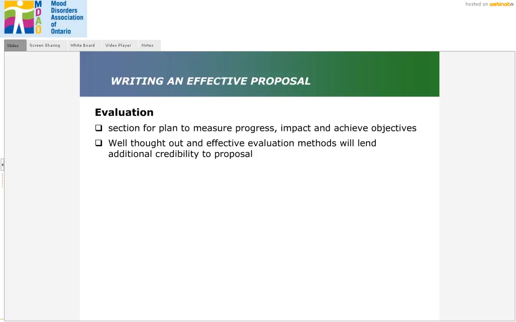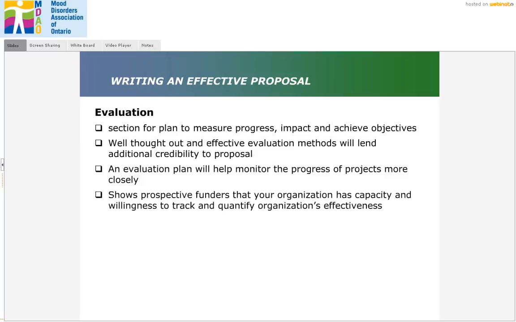It'll show that you have thought through all the risks and the challenges with regard to the project. So the evaluation plan will help monitor the progress of projects more closely, and it will show prospective funders that you have the capacity and the willingness to track and quantify your organization's effectiveness in carrying out this project.